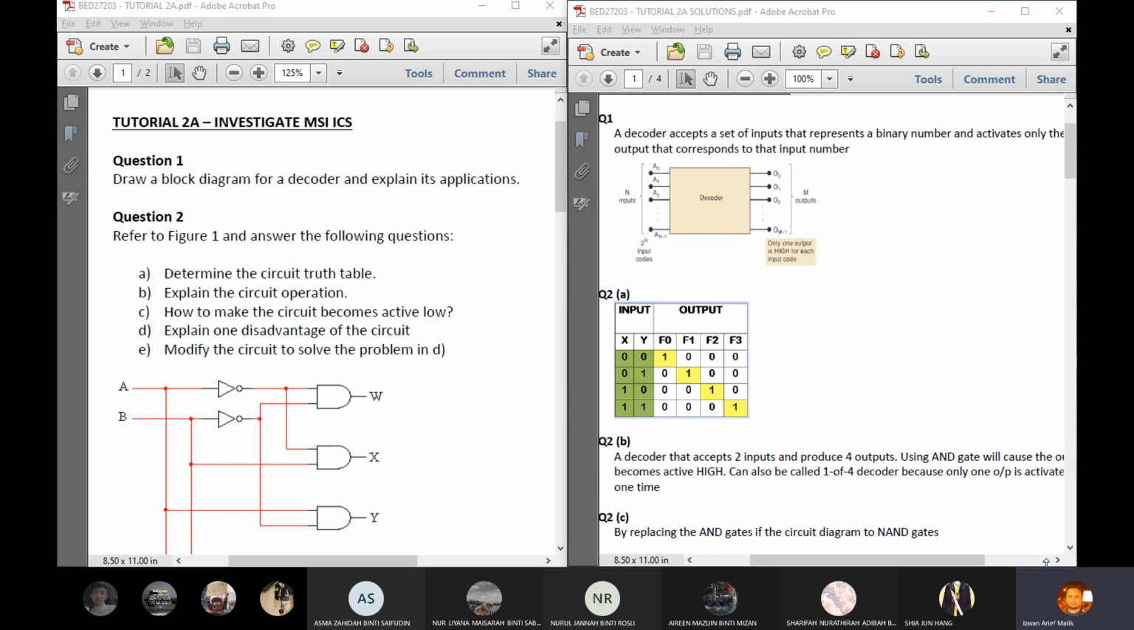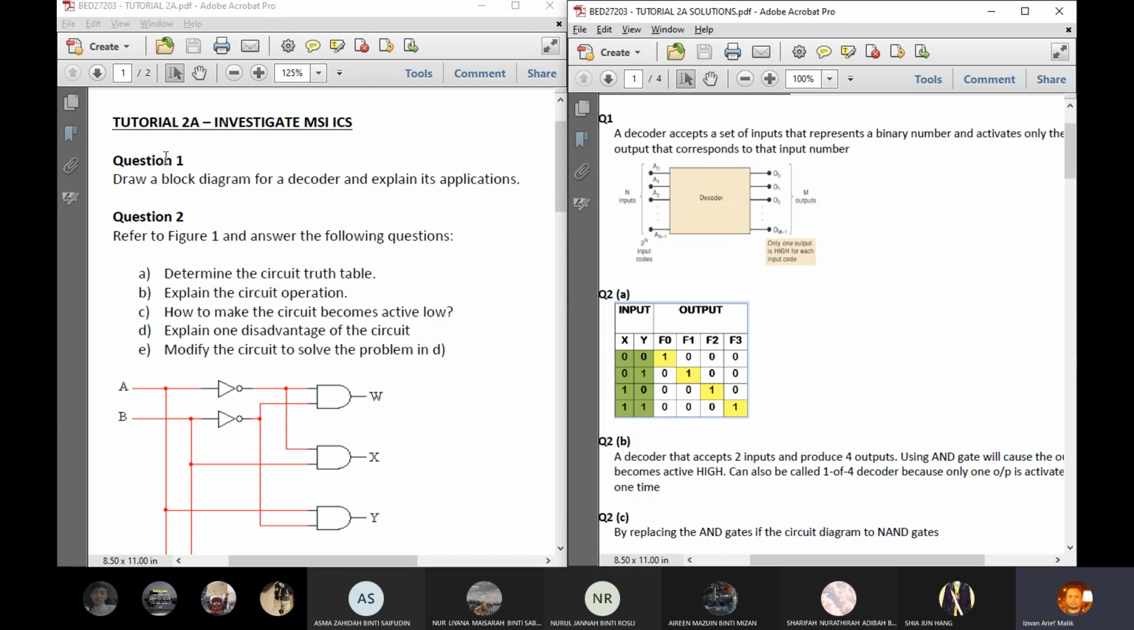Okay, so tutorial 2A is regarding the investigation into the MSIICs, the topic that we have learned last week. Okay, 2B is going to be starting only tomorrow. So that's why saya pecahkan tutorial ni kepada A dengan B, so that you will not get confused later on. Okay, so 2A is about decoder and encoder.